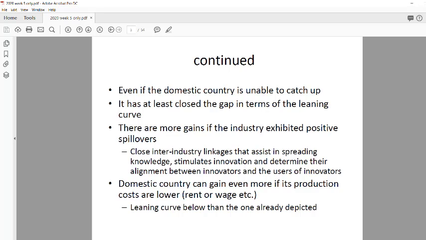And it's possible that you would have gotten more gains if there were positive spillovers. What we mean by positive spillovers are close relationships between industries. So there are inter-industry linkages that spread knowledge, that stimulate innovations and allow you to align innovators and the users of innovations. So you have this market link where you can spread knowledge between the industries. Whatever one industry learns could be used in another industry, some type of technology that can spread between the two.